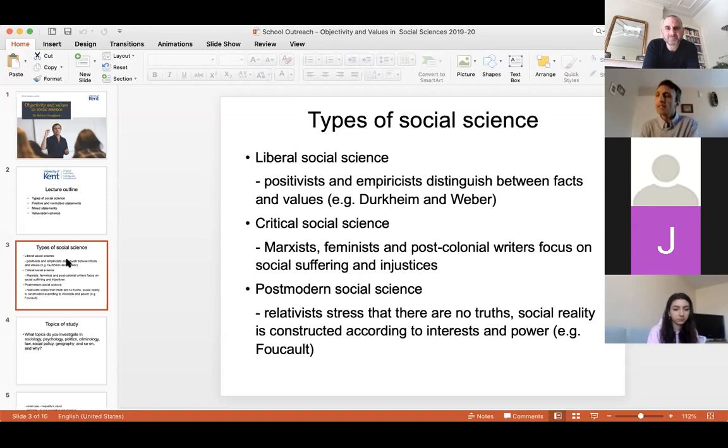And then finally, what I would call a more recent version of social science is called postmodern social science. This argues that the distinction between facts and values doesn't really exist. The whole notion of facts is always based on one's interest and power. So you can't really make a distinction between facts and values. There are no truths. Social reality is constructed according to one's interest. So one person's understanding of reality, truths, objectivity, is to another person just sets of values. So they don't make these kinds of distinctions, or would recognise them to be quite relative.